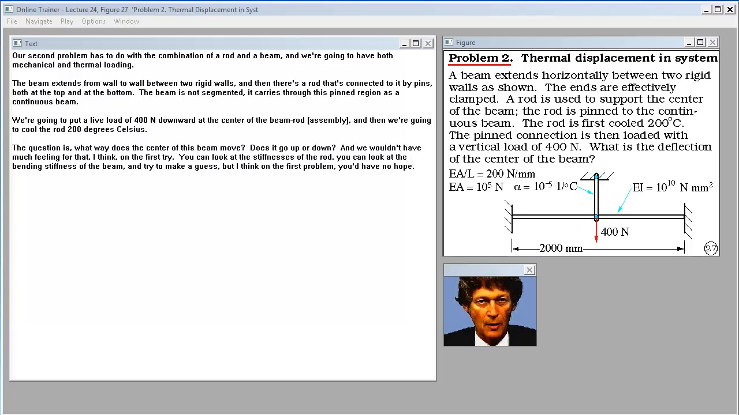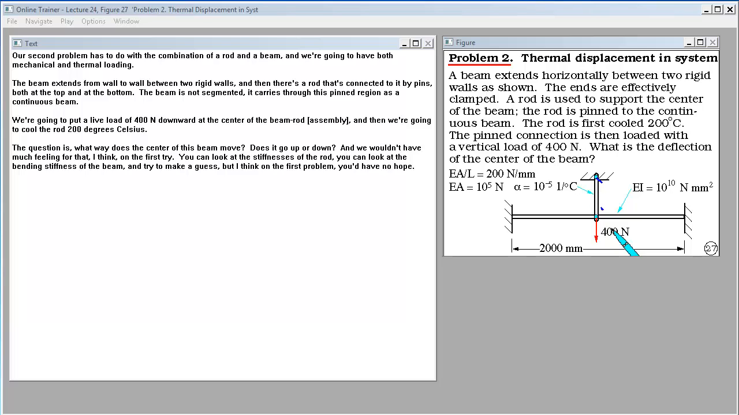Our second problem has to do with a combination of a rod and a beam, and we're going to have both mechanical and thermal loading. The beam extends from wall to wall between two rigid walls, and then there's a rod that's connected to it by pins both at the top and at the bottom. The beam is not segmented. It carries through this pinned region as a continuous beam.